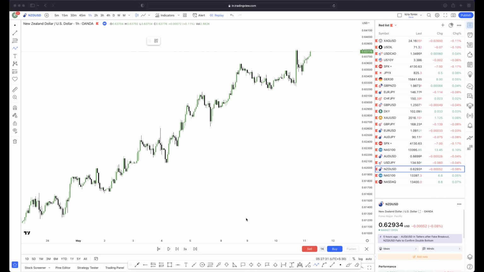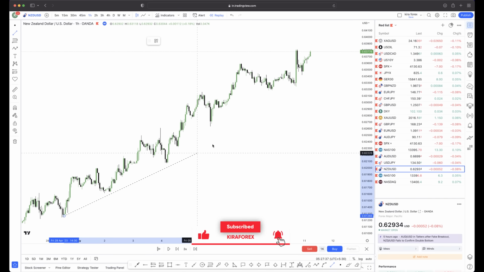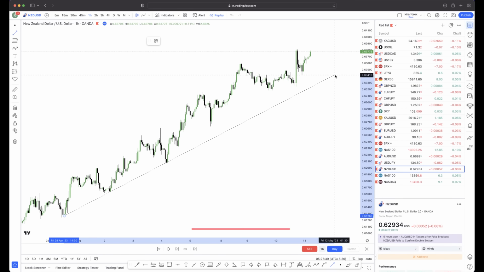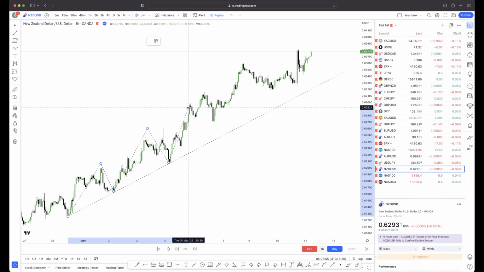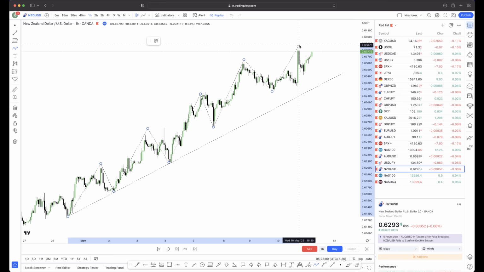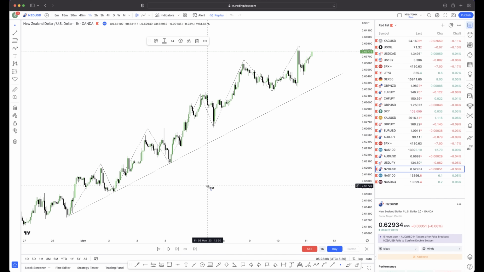This is an example of an uptrend structure or a bullish trend. In a bullish trend, like I said, we have a series of higher highs and higher lows. So we have a higher high, higher low, higher high, higher low, higher high, higher low, and then we have another higher high. In this type of market structure, what you need to do is to look for buys.